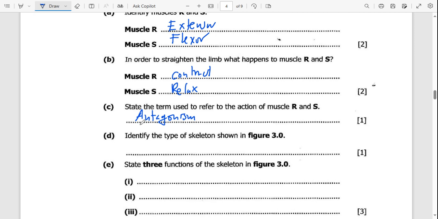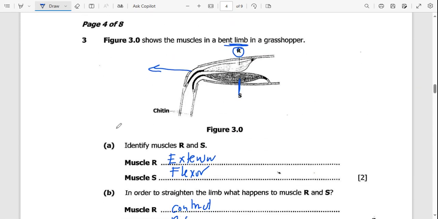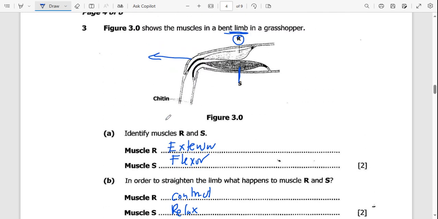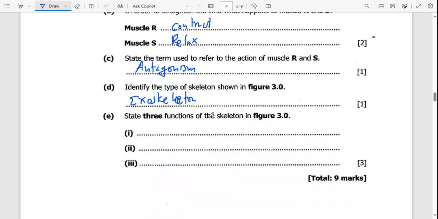Identify the type of skeleton shown. The skeleton that is found in a grasshopper is known as the exoskeleton. Why is it exoskeleton? You can see the skeleton is not inside, it is outside. For us, outside we have got muscles, and then inside we have got bones, but this is opposite. So it is an exoskeleton.